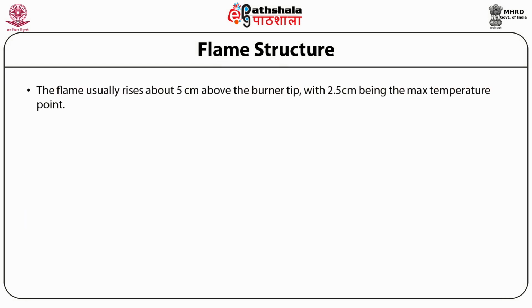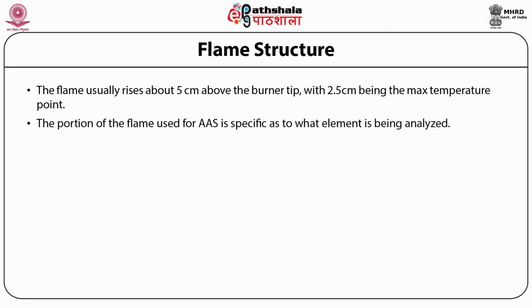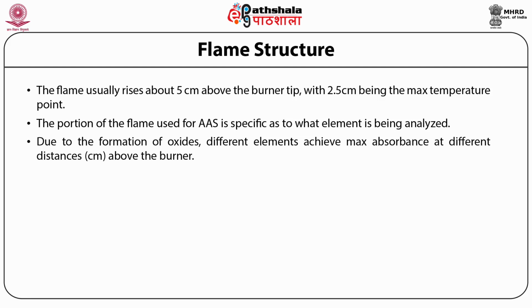The flame usually rises about 5 cm above the burner tip, with 2.5 cm being the maximum temperature point. The portion of the flame used for atomic absorption spectrometry is specific to the element being analyzed, because different areas have different temperatures and different elements require different energy to get excited. So you can use different portions of the flame to excite different elements. Due to the formation of oxides, different elements achieve maximum absorbance at different distances above the burner.